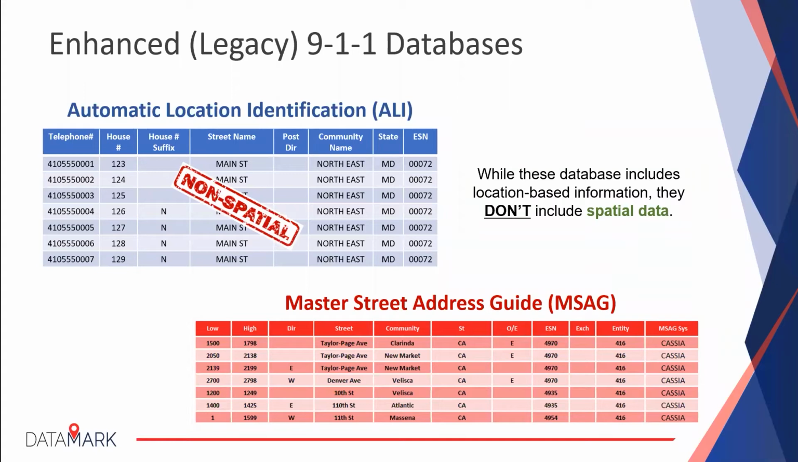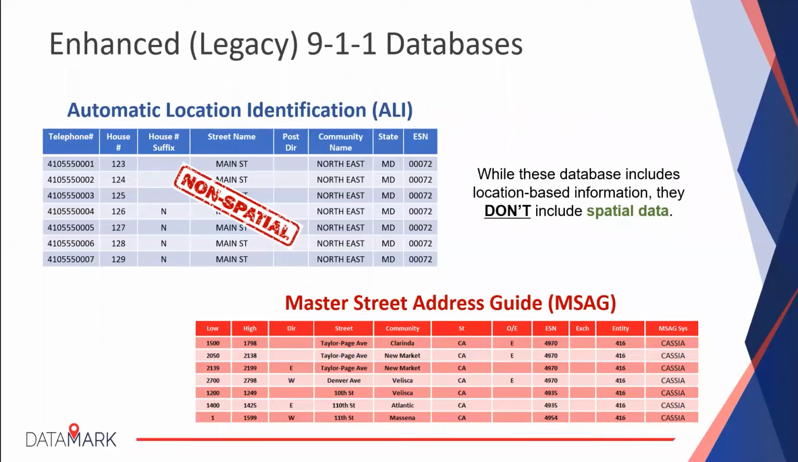Now, the Master Street Address Guide is also a tabular database. It's completely non-spatial. And much like your road centerlines file, it has the potentials. It has your low to high range. It has a pre-directional. It'll have the street name. Now, the street name and the street suffix reside all in one field. The community name, the state. It also has information called an emergency service number, an ESN, and the emergency service number actually tells the system this is the 911 center that receives the call.